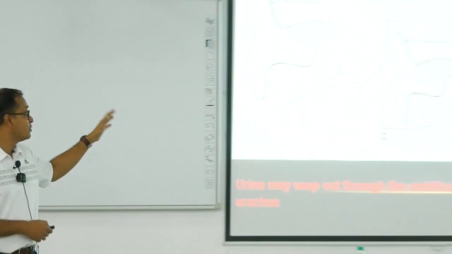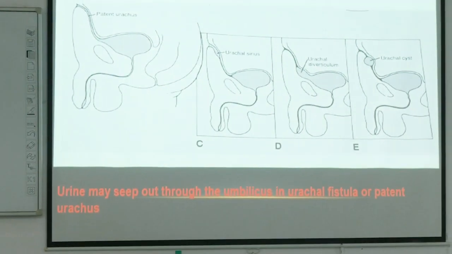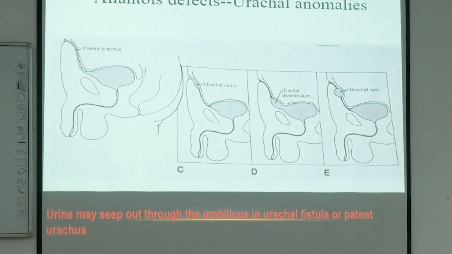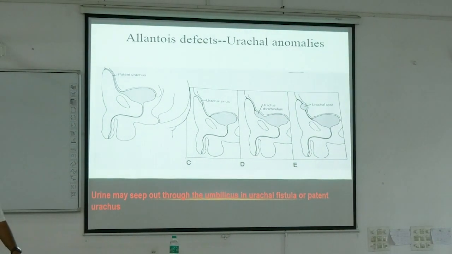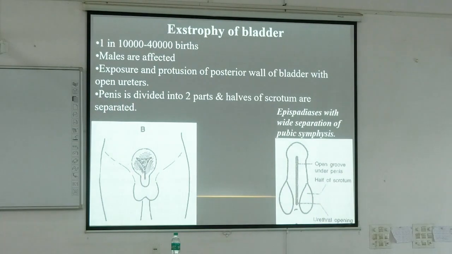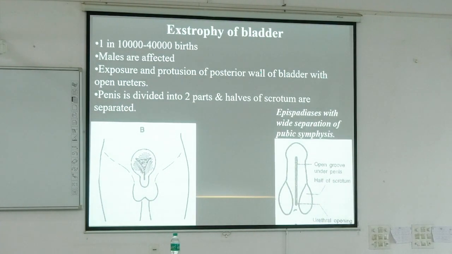So this particular abnormality is related to the allantois, and this urachus is again very important to understand, and to understand the clinical presentation of it as well. This is another phenomenon. We call it exstrophy of the bladder.